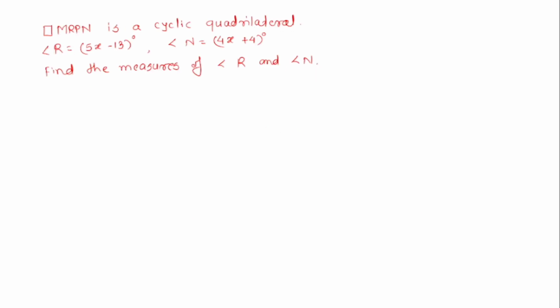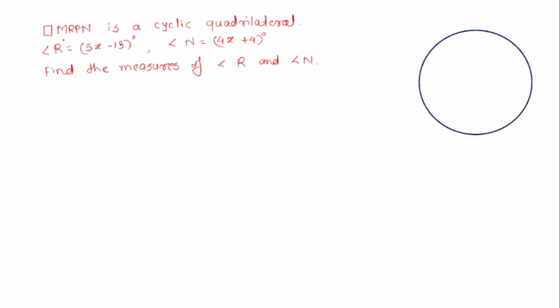Quadrilateral MRPN is a cyclic quadrilateral, it's given. The measure of angle R is given in terms of the variable x, that is 5x minus 13 degrees. The measure of angle N is 4x plus 4 degrees, and from this information we have to find the measures of angle R and angle N. So to solve this question, first of all we should have the diagram. So let us have the circle.